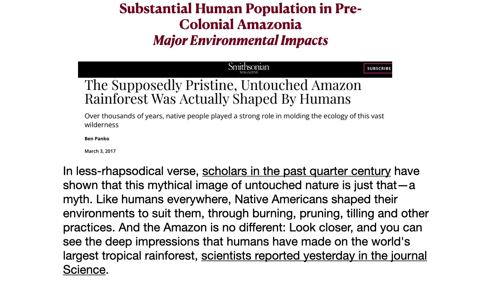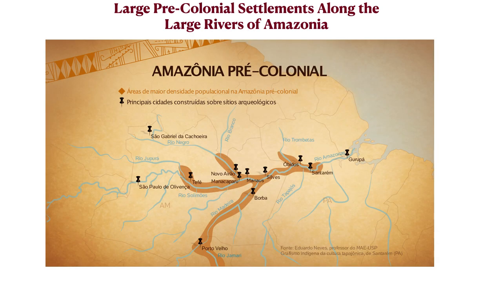So here's an article from a few years back from Smithsonian. The supposedly pristine, untouched Amazon was actually shaped by humans. There had been a lot of people there, perhaps millions of people, who had been managing the landscape, farming it, creating soils, building dikes and ditches, and various means of controlling water and to maintain soils and highly productive agriculture. Certainly, there's a lot of evidence of large pre-colonial settlements along the big rivers of the Amazon.